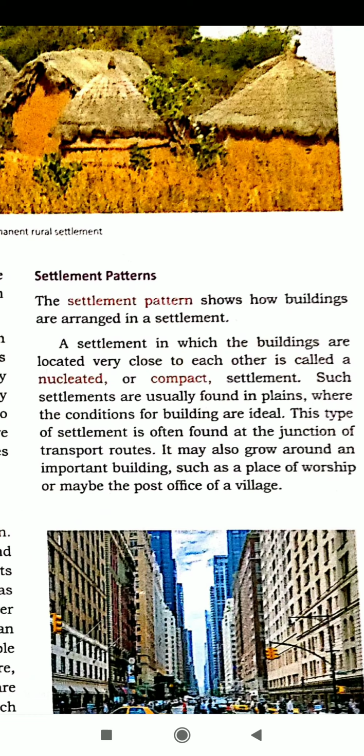A settlement in which buildings are located very close to each other is called a nucleated or compact settlement. Such settlements are usually found in plains where conditions for building are ideal. This type of settlement is often found at a junction of transport routes. It may also grow around an important building such as a place of worship or the post office of a village.